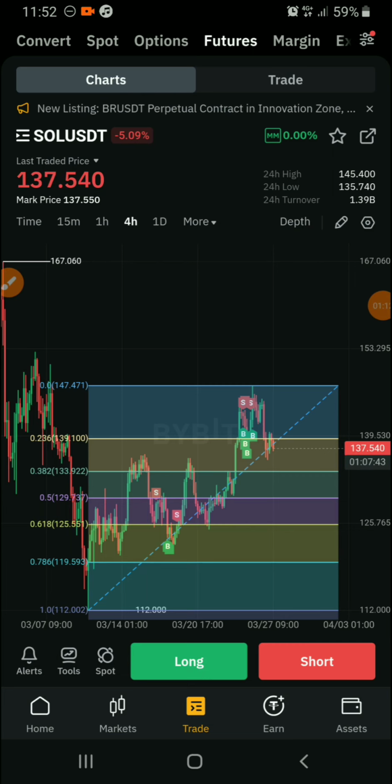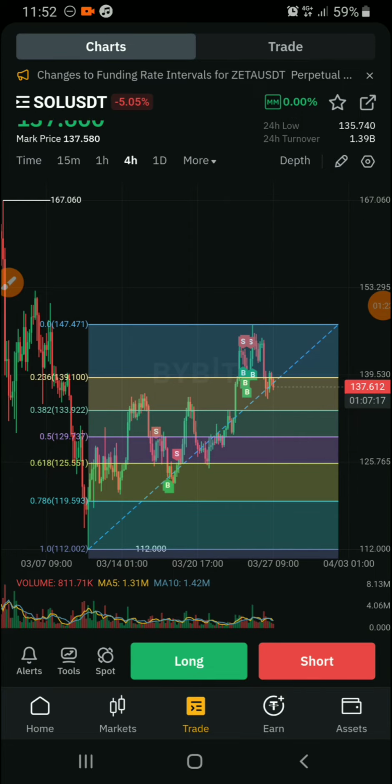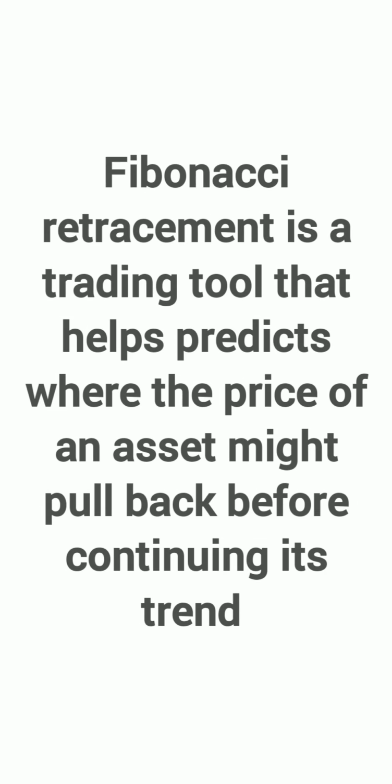Now let's dive in. So guys, the first question that is probably running through your mind right now is, what is Fibonacci retracement, and how do we use it to enter a trade after a possible pullback? Well, Fibonacci retracement is a trading tool that helps predict where the price of an asset might pull back before continuing its trend.